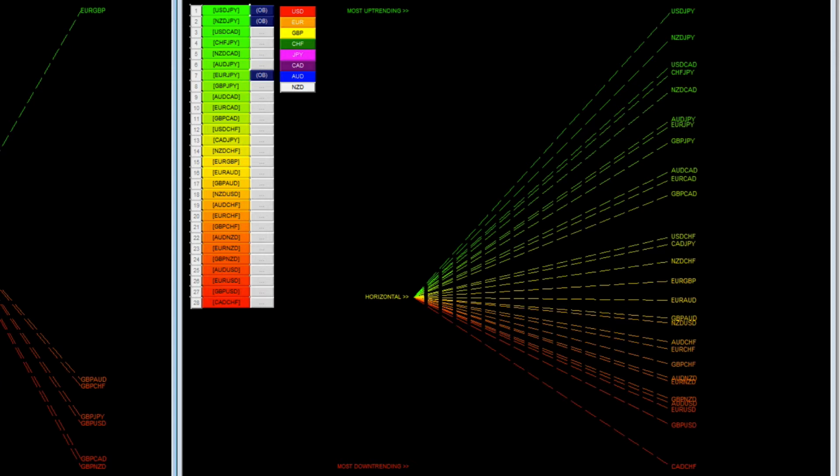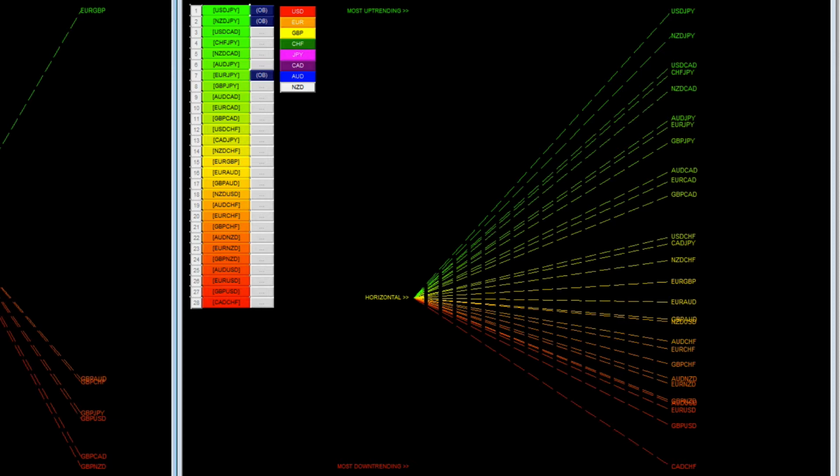The quantum currency array indicator displays all the 28 currency pairs derived from the 8 major currencies as featured in the quantum currency strength indicator, namely the US dollar, the euro, the British pound, the Swiss franc, the Japanese yen, the Canadian dollar, the Australian dollar, and finally the New Zealand dollar.